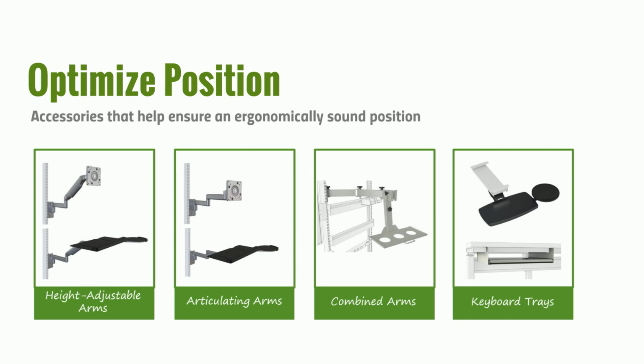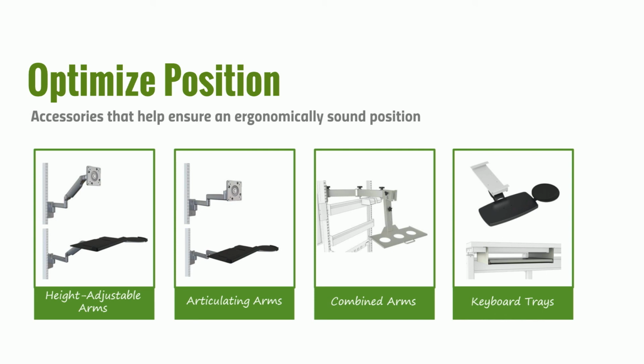Articulating arms, again, much better positioning than what we saw in the first example as a bad example. It does allow you to move the monitors in or out, and it does put the keyboard at a much better position, but it does not allow you to adjust the height. So again, definitely an improvement upon just having something on a surface, but not as good as the height adjustable arms. There are also types of combined arms, but again, they're mostly articulating, not much height adjustability.